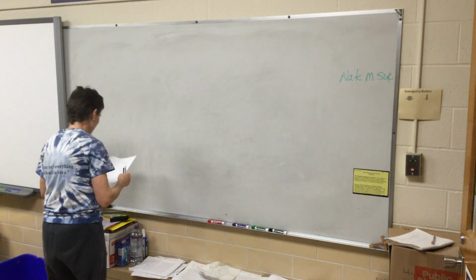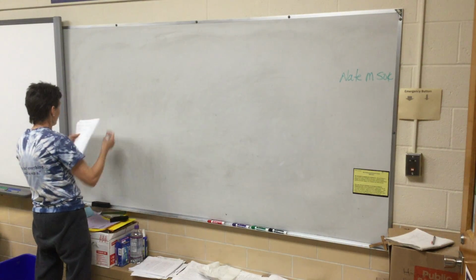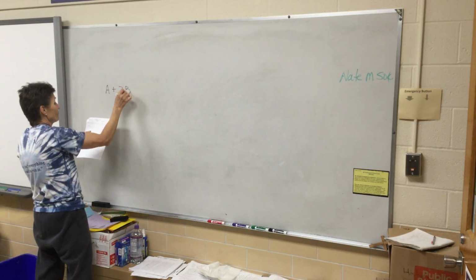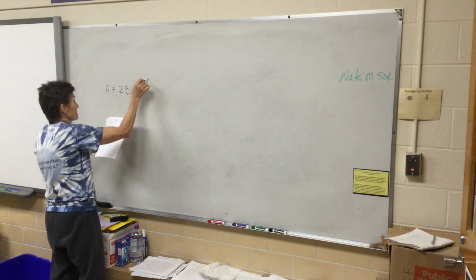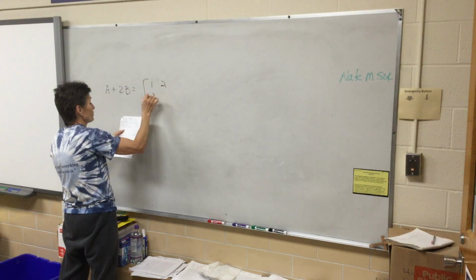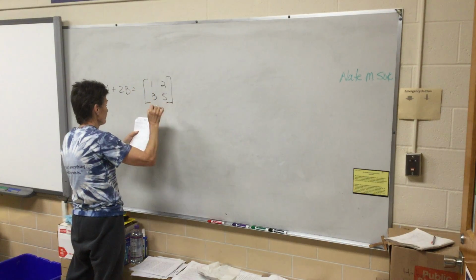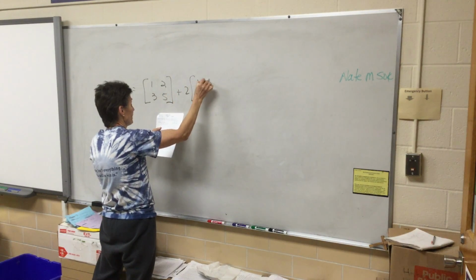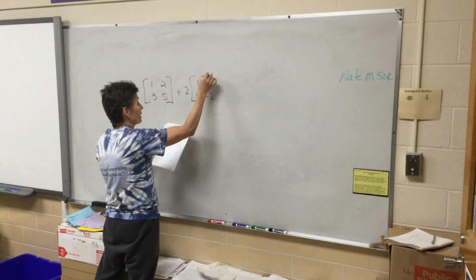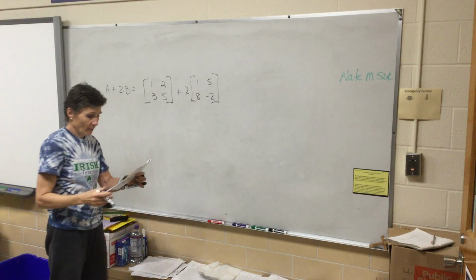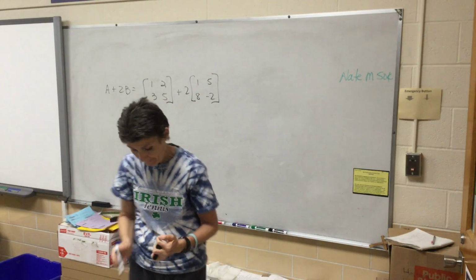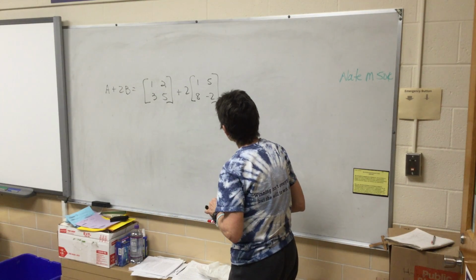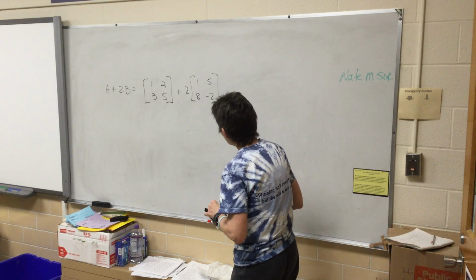Okay, so first question, 1A, says find A plus 2B. So that's 1, 2, 3, 5. Now make sure you're working along with me here. Plus 2 times 1, 5, 8, negative 2. All right, so that's what I'm doing. So if it's in front, it's times, but if it's behind, it's like a row for the 2B.